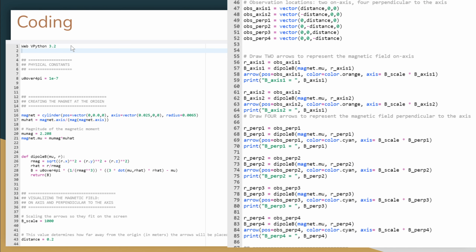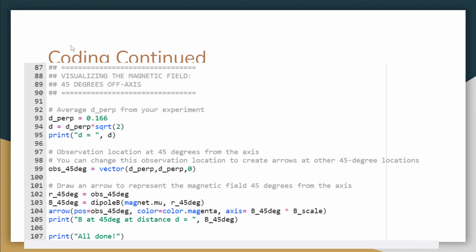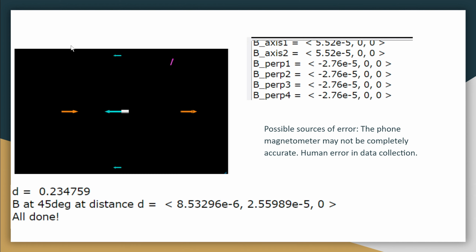So this is the code I used in Python to simulate this. I went through all of my distances and I calculated what the perpendicular distance would be and what the B axis and the B perpendiculars would be to then find the B total, and then I made a nice visualization of the magnetic field in CodeScript, and here it is.